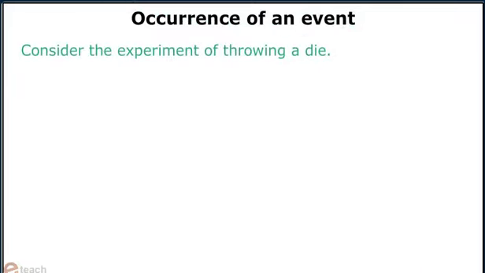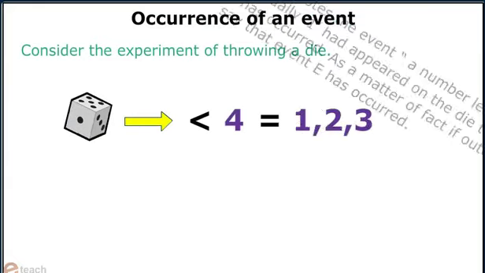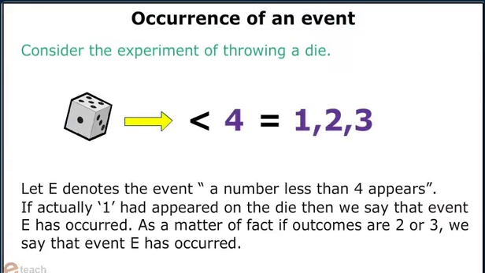Occurrence of an event. Consider the experiment of throwing a die. Let E denote the event: a number less than 4 appears. If actually 1 had appeared on the die, then we say that event E has occurred. As a matter of fact, if the outcomes are 2 or 3, we say that the event has occurred.